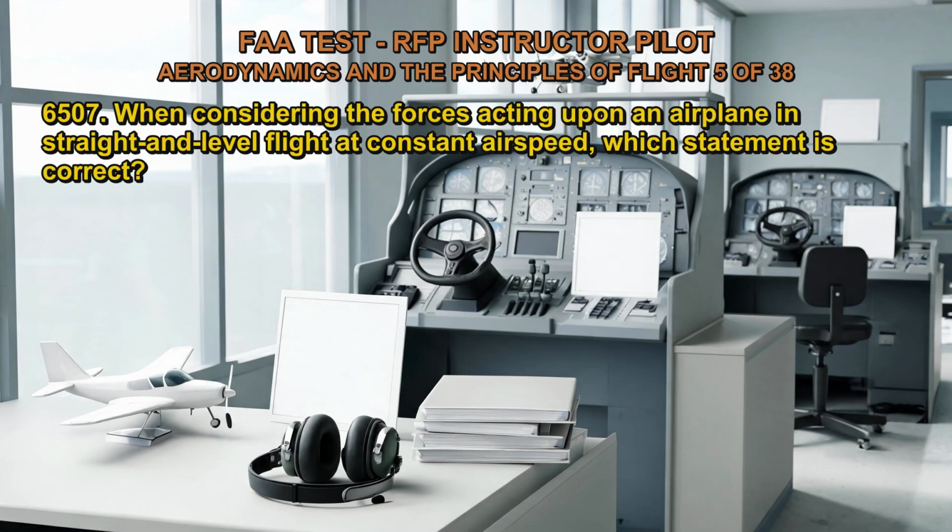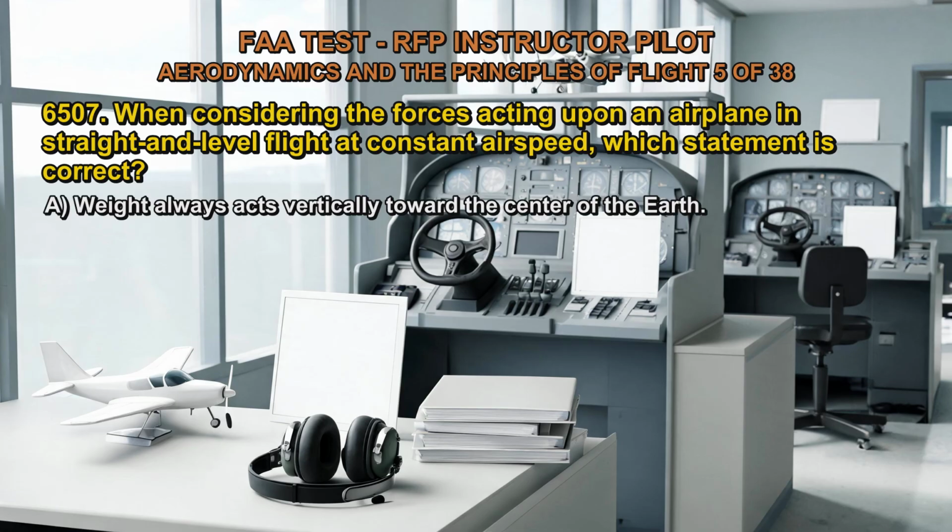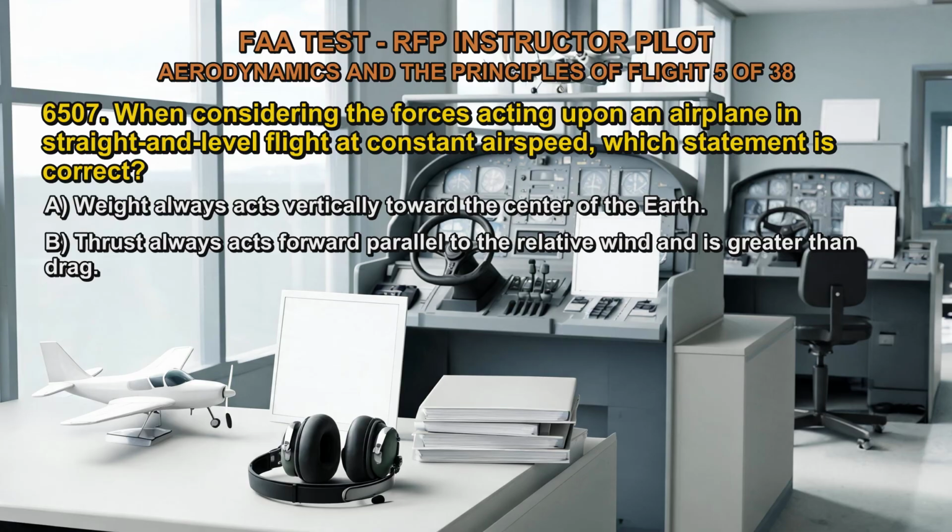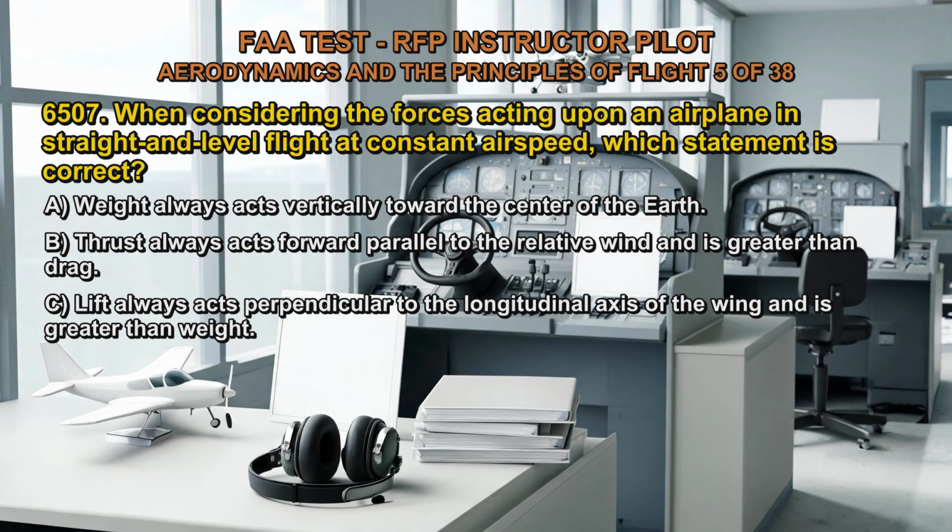6507. When considering the forces acting upon an airplane in straight and level flight at constant airspeed, which statement is correct? A. Weight always acts vertically toward the center of the Earth. B. Thrust always acts forward parallel to the relative wind and is greater than drag. C. Lift always acts perpendicular to the longitudinal axis of the wing and is greater than weight.